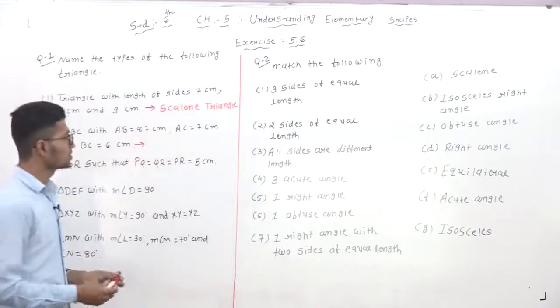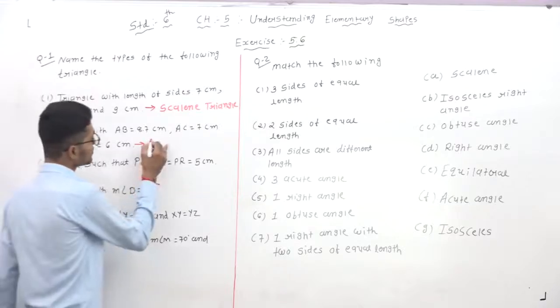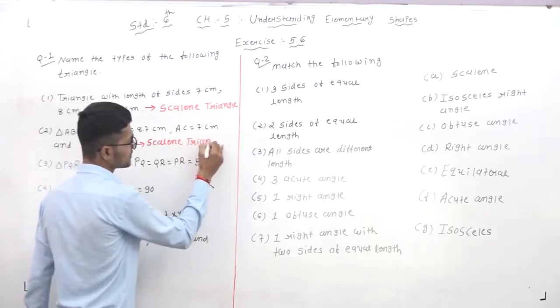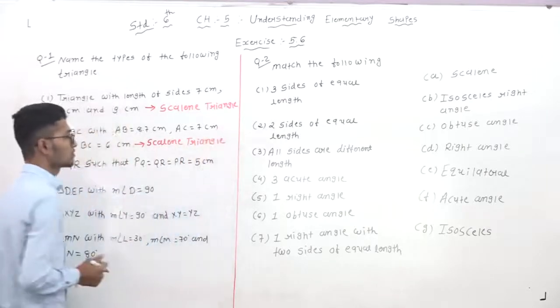Three different sides is called which type of the triangle? So it's called again a scalene triangle. So this one is also a scalene triangle.